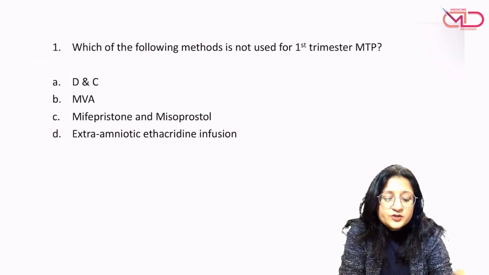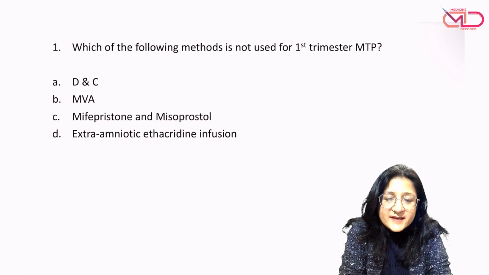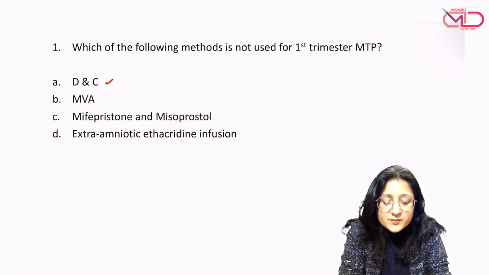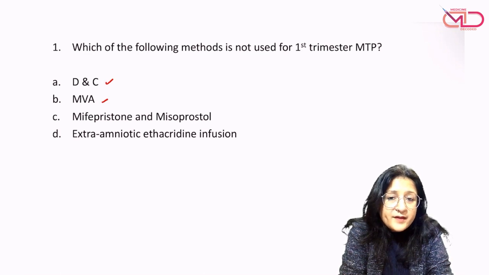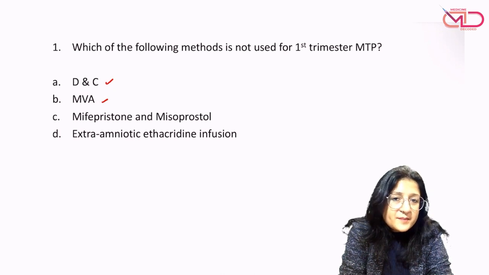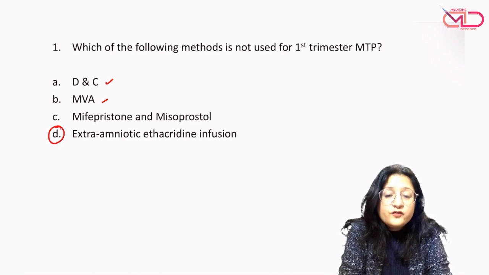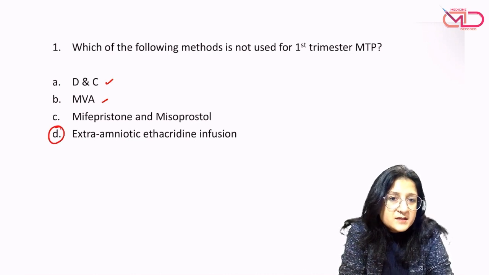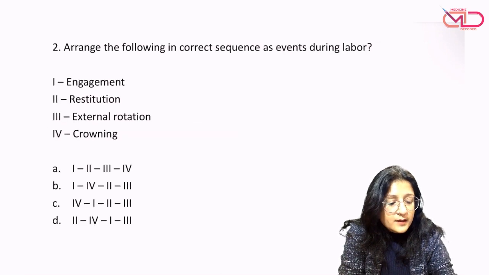Now, they had asked which of the following methods is not used for first trimester medical termination of pregnancy. Dilatation and curettage, manual vacuum aspiration, these are definitely first trimester surgical methods of MTP. Mifepristone and misoprostol is a medical method of first trimester MTP. And extra-amniotic ethacridine infusion, however, is a method for second trimester medical termination of pregnancy. So that's a fairly straightforward question here. Now let's have a look at the next question.